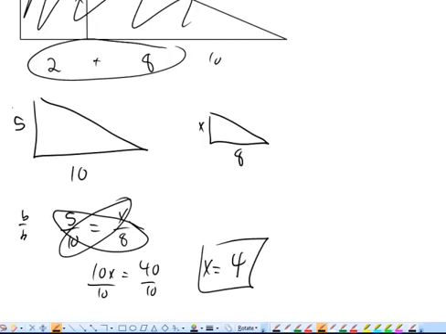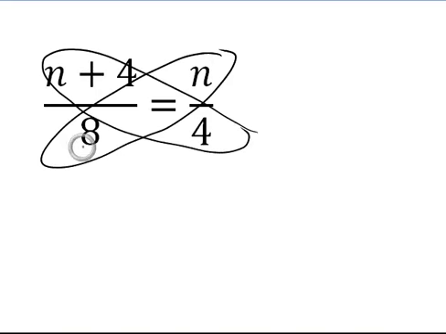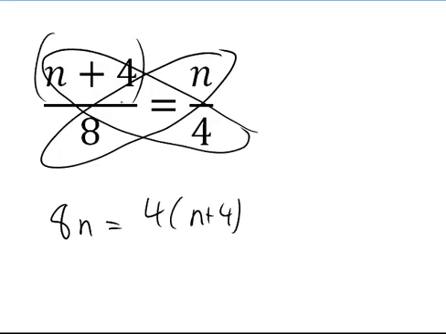Alright, let's do some ones where you have proportions and some binomials in there. So let's look at one like this. Now, we cross multiply just like normal, so we're going to cross multiply these and cross multiply these. So 8 times n is 8n. And then you want to do 4 times n plus 4. You're multiplying it times that entire numerator.